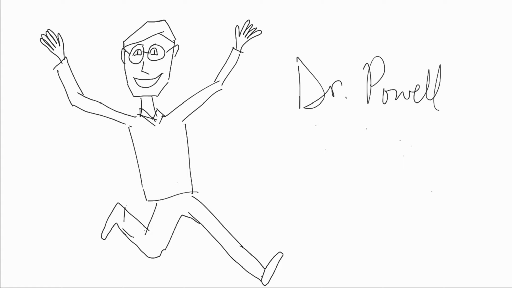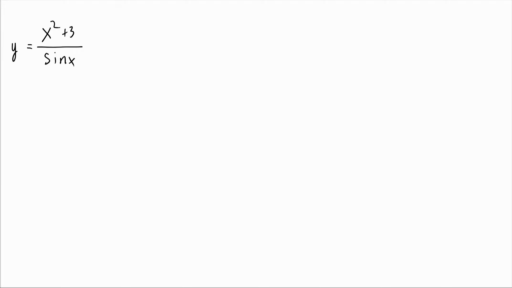In this video, we're going to look at 3 different ways to take the derivative of this function. Y is equal to x squared plus 3 over sine x. All right, way number 1 is kind of a standard way of doing things that people are used to.